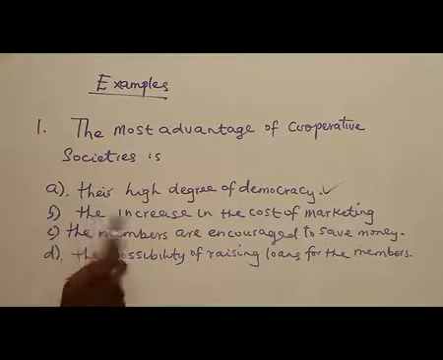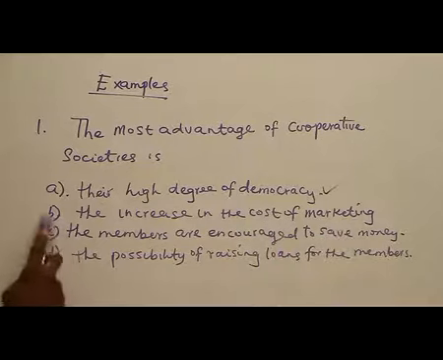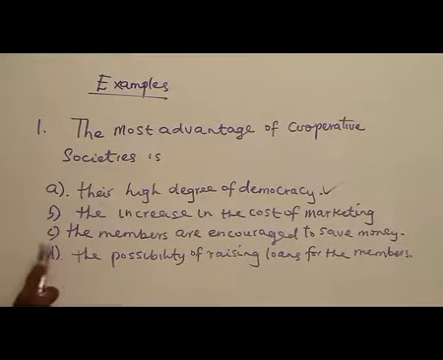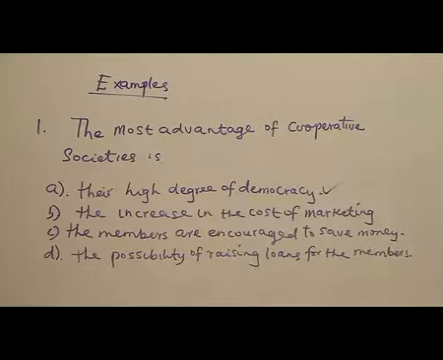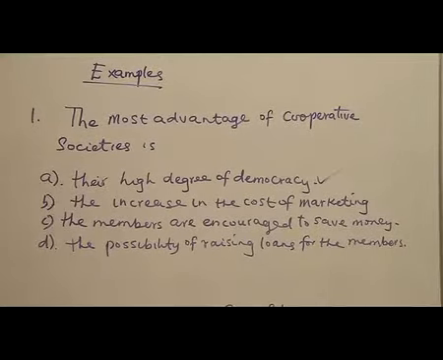B, the increase in the cost of marketing cannot be an advantage because in cooperative society, we have different types. Consumer is not into marketing, while credit and thrift is not into marketing. C, the members are encouraged to save money. In consumer cooperative society, they are not talking about savings of money. In producer cooperative society, they are not talking about savings of money here, but they are thinking about how they can move their sales and production forward. So we cannot pick that.